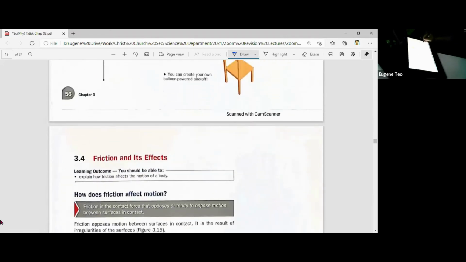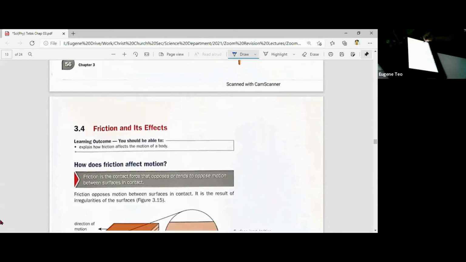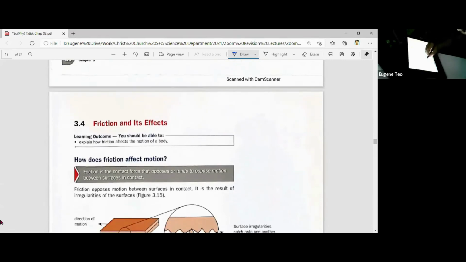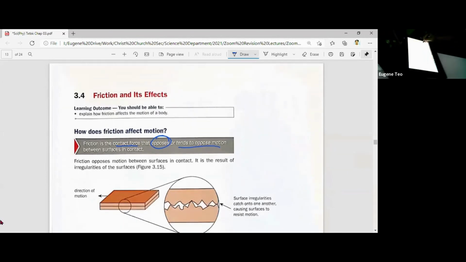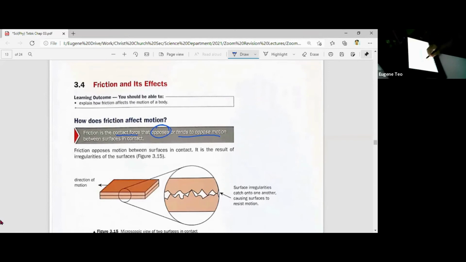Okay, next one. 3.4, friction and its effect. So do take note, friction is the contact force that opposes or tends to oppose motion. So friction opposes motion between surfaces. This is a result of irregularities on the surface here. Because there are all these jagged edges, when you see in a microscope or even smaller at the particle level, you realize that they will sort of hold on to each other. That's where the friction comes in.